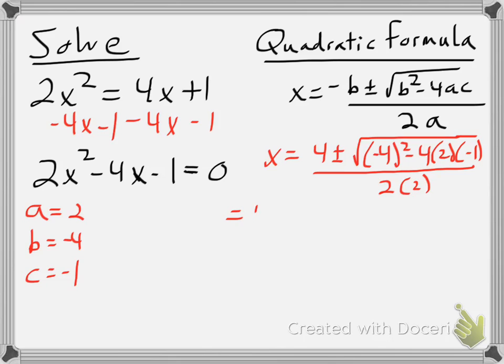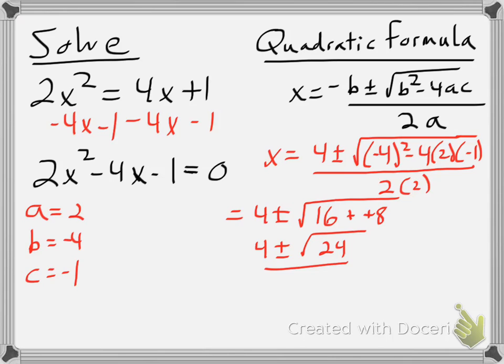So I have 4 plus or minus the square root of negative 4 squared, which becomes 16. Now we'd say minus 4 times 2 times negative 1. That'd be the same thing as saying minus a negative 8. But since there's two minuses, this becomes plus. So now I have 4 plus or minus the square root of 24 over 4.